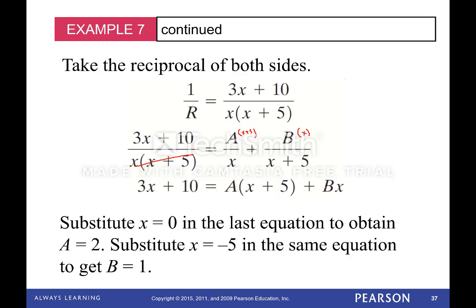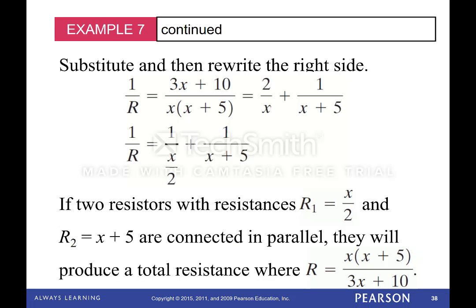x equals 0, because you know you're going to get a 0 for the b value, gives you a is equal to 2. And the quick substitution of x equals negative 5, because this guy's going to become a 0, gives you a b value of 1. And in that case, we can rewrite this as 2 over x and 1 over x plus 5.